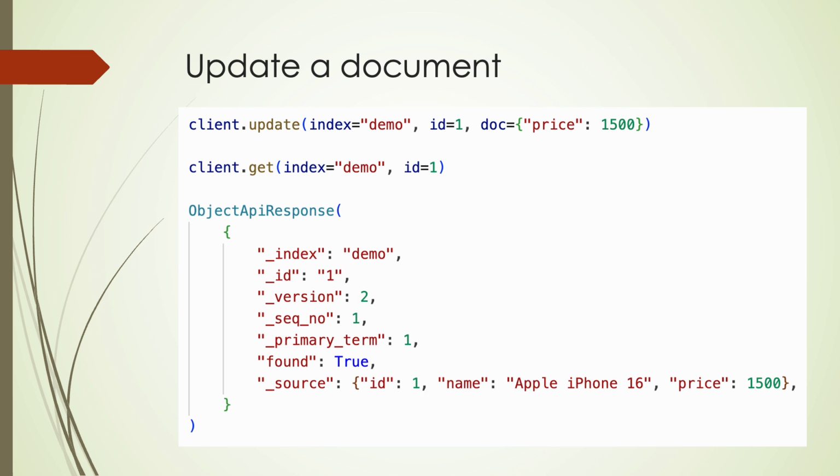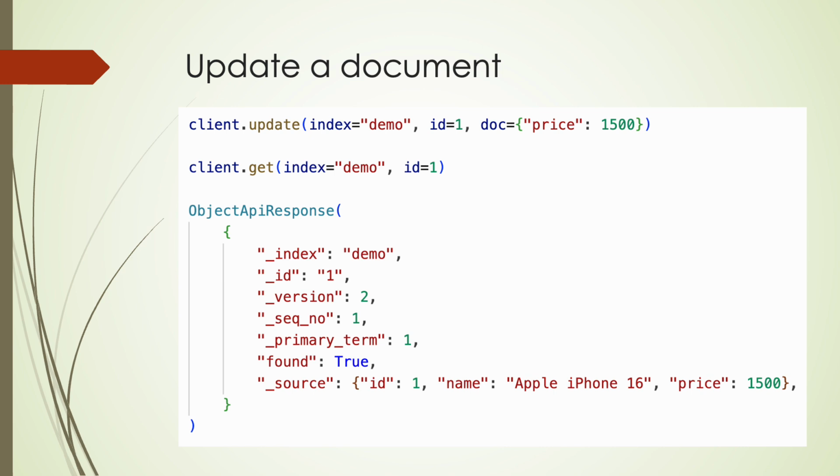We can update a document directly by its ID. For example, we can add a price field to the document. Note that since we didn't define the price field in the mappings, the data type of the price field will be inferred automatically. In this example, the data type can be inferred correctly.